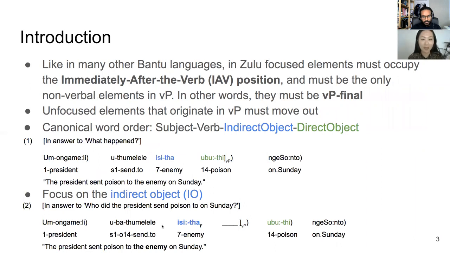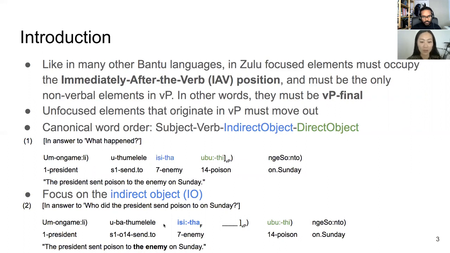Like in many other Bantu languages, in Zulu, focused elements must occupy the immediately after the verb position, short for IAV, and must be the only nonverbal elements in VP. In other words, they must be VP final. Unfocused elements that originate in VP must move out.